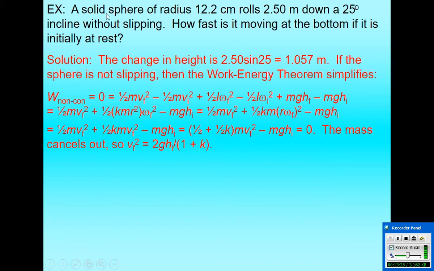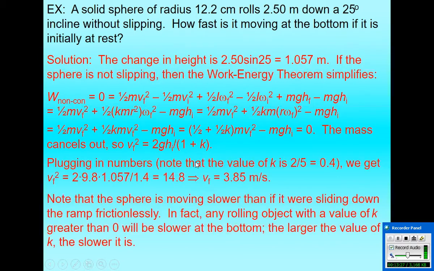In our problem, the shape is a solid sphere, and so k is equal to 0.4. So 1 plus 0.4 is 1.4. We have gravity is 9.8. We have h initial, which we calculated near the top as 1.057. v final squared equals 14.8. v final equals 3.85 meters per second.